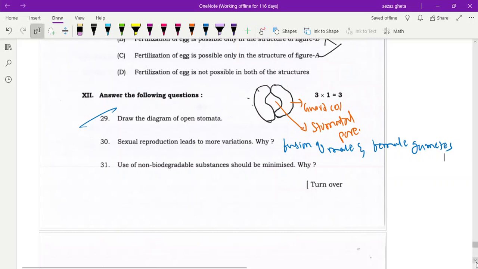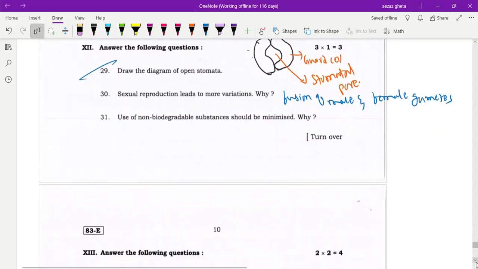Use of non-biodegradable substances should be minimized. See, if non-biodegradable substances are used, as they cannot be decomposed, they remain in the environment for a longer time and they are harmful to living organisms. They cannot be decomposed by any microbial activity. So they should be minimized.